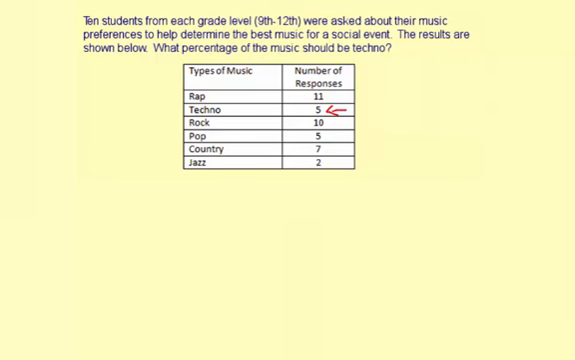So let's add all these up first. We have 11 plus 5, which is 16, plus 10 is 26, plus 5 is 31, plus 7 is 38, plus 2 is 40. Okay, so the total number of responses was 40, and we had 5 for techno. So techno really should be 5 out of 40 as a ratio.